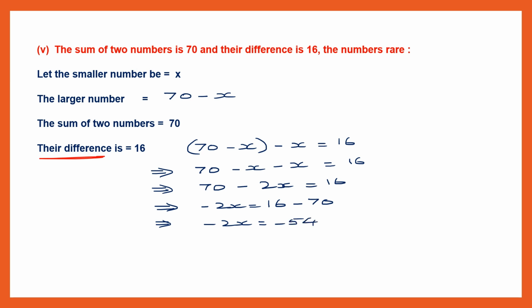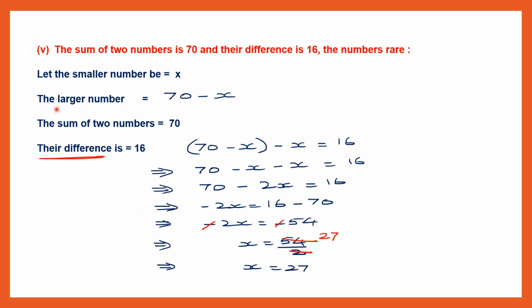So now we can find the value of x. First, let's cancel off the minus signs. Now let's find the value of x. x is equal to 54 by 2. And here we can cancel: 2 ones are 2, 2 into 27. So we have found the value of x. x is equal to 27.